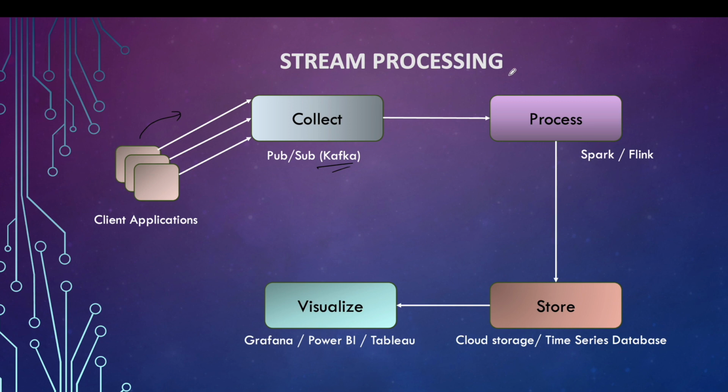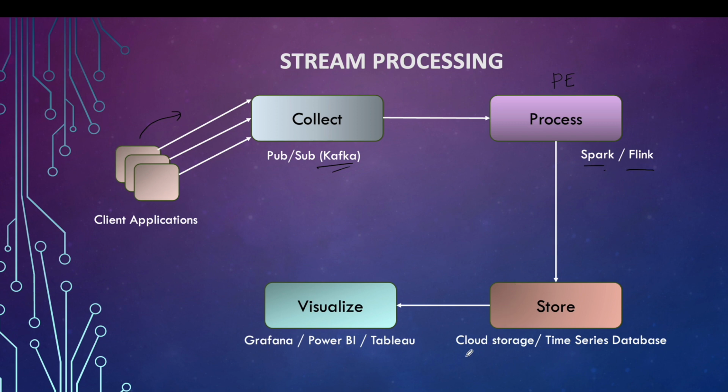Now we need a processing engine, right? We can use any kind of processing engine like Spark or Flink to process our real-time data. Whatever events are generated from the client applications are collected in the Kafka topics, and then our processing engine can read from the Kafka topics, process it, and send the results to the sink.